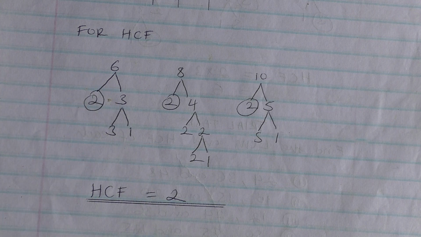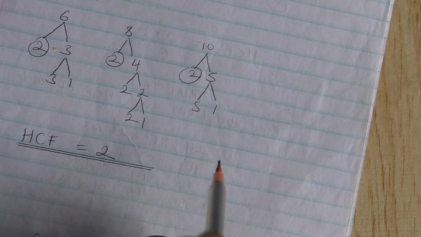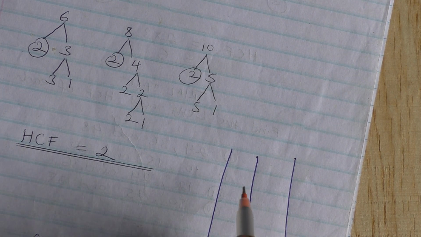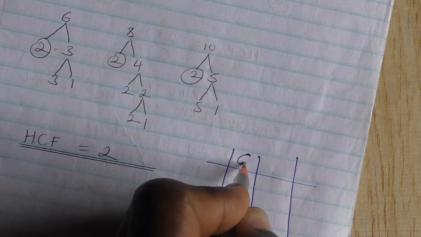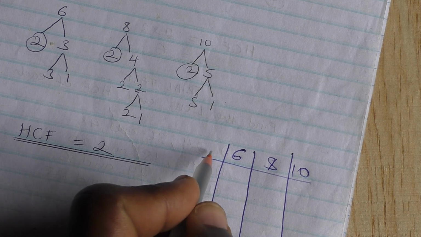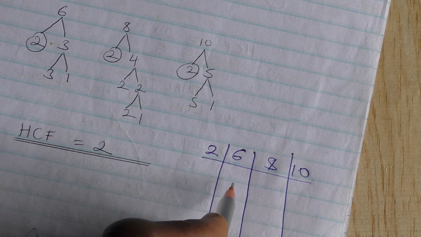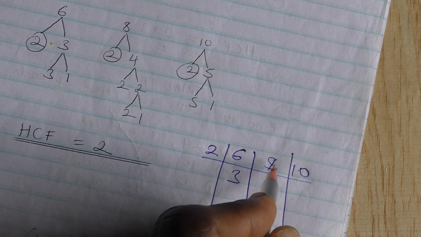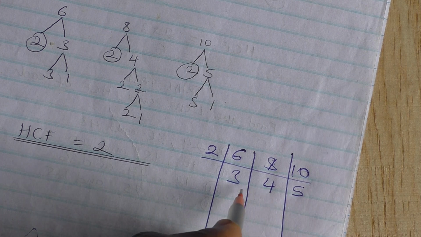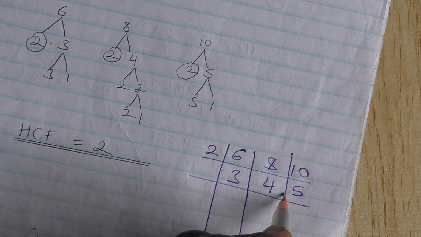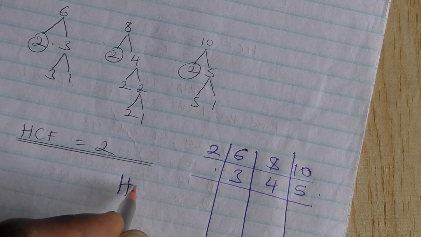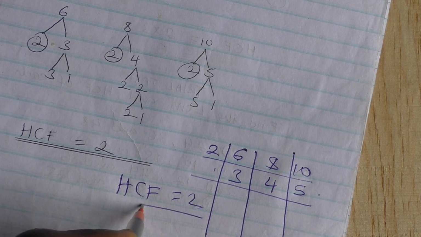We can also use the ladder method, but in using the ladder method, we are only dividing by a factor common to all the 3 numbers. So that common factor is a 2. It divides 6 into 3, divides 8 into 4, divides 10 into 5. There is no other common factor to all the 3. Therefore we stop there, and our HCF will be equal to 2.